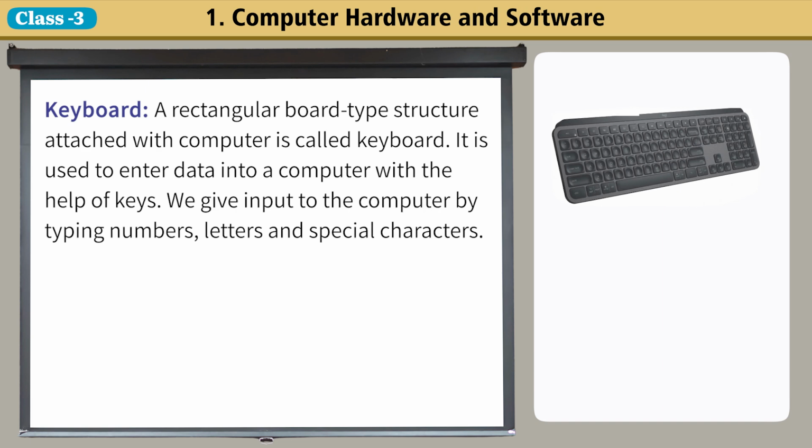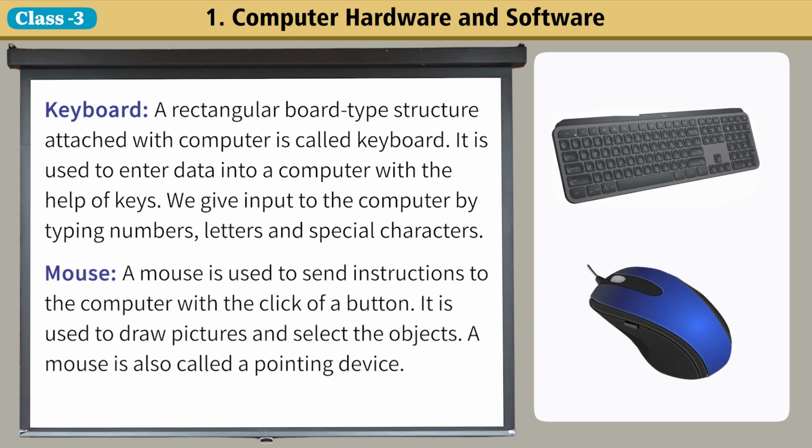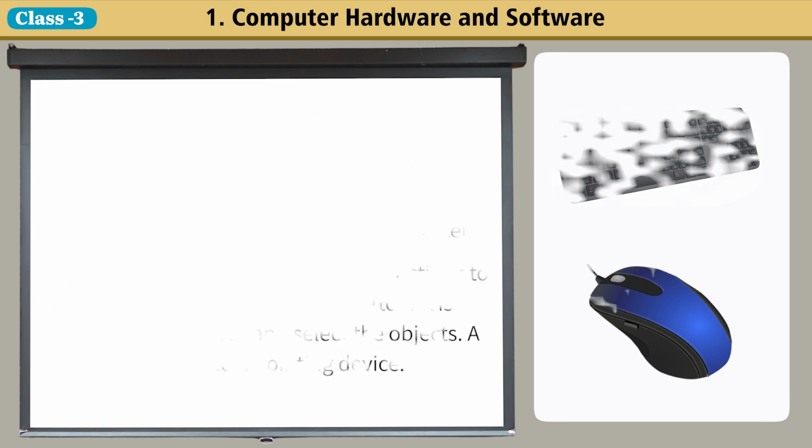Keyboard. A rectangular board-type structure attached with computer is called keyboard. It is used to enter data into a computer with the help of keys. We give input to the computer by typing numbers, letters and special characters. Mouse. A mouse is used to send instructions to the computer with the click of a button. It is used to draw pictures and select the objects. A mouse is also called a pointing device.